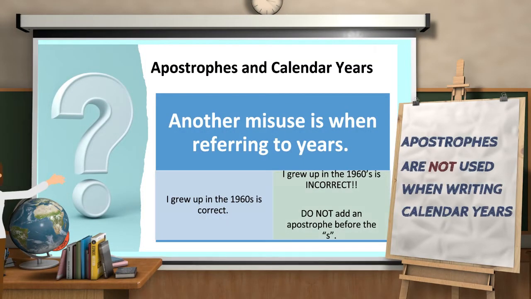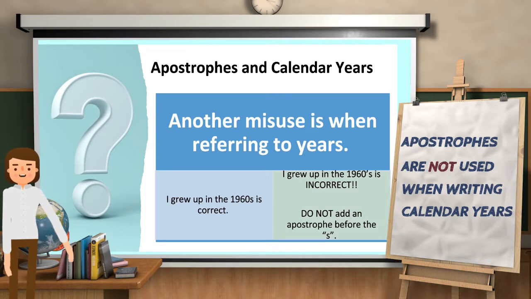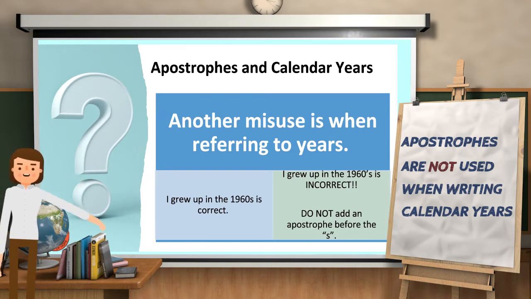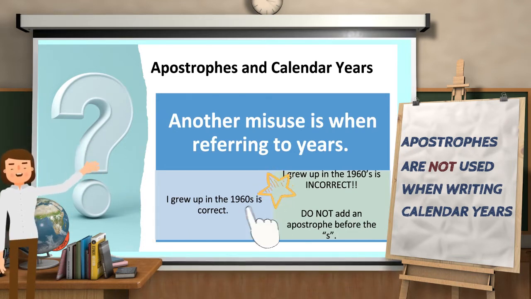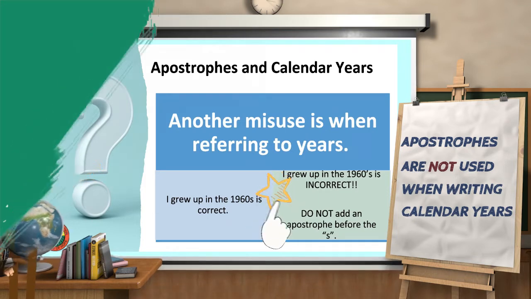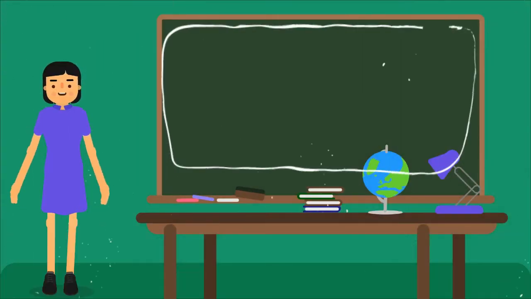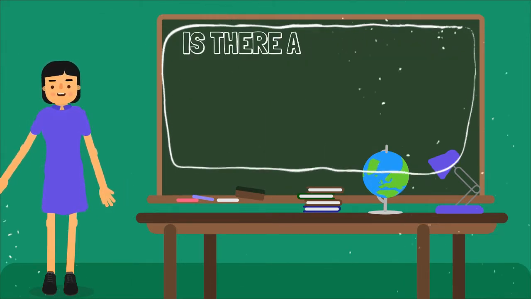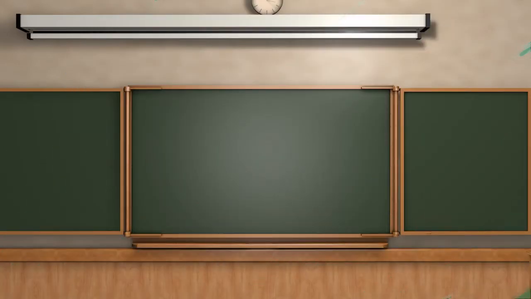Apostrophes in calendar years. I see this all the time in student work. When you're talking about years, you don't just add an apostrophe. I grew up in the 1960s. You just add the S afterwards. I grew up in the 1960's with an apostrophe S is incorrect. Got it. So we should never use an apostrophe when writing out the calendar year. Is there anything else you can tell us about apostrophes?